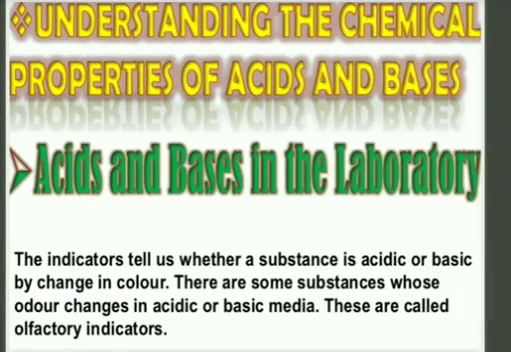Now, there are some chemical properties of acid. Here we have introduced olfactory indicators. Olfactory indicators means the indicators which are dependent on smell. They give different odor when they are mixed with different acid or basic medium. I have discussed that in my previous videos also: types of indicator, natural indicator, synthetic indicator and olfactory indicators.